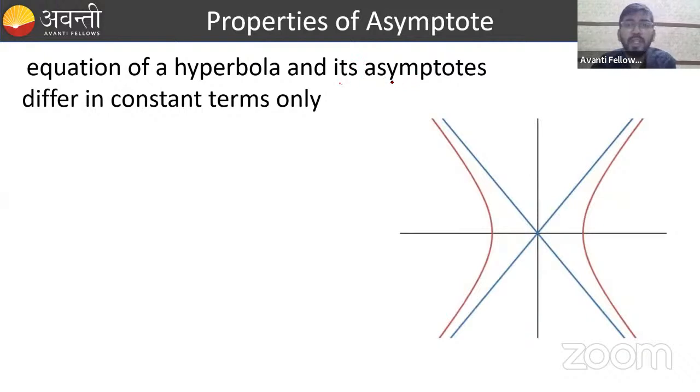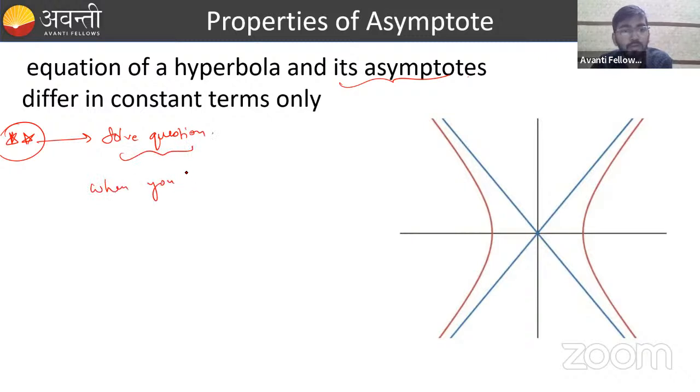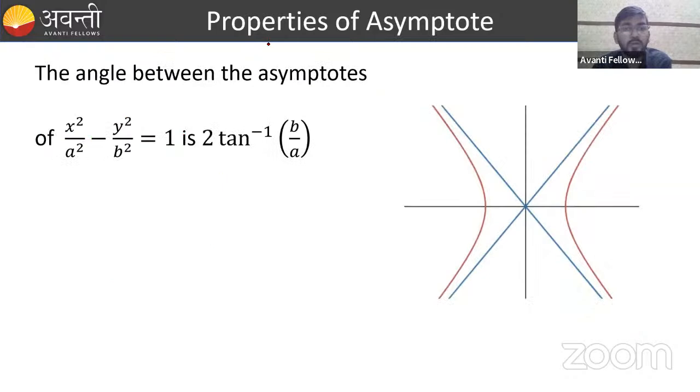The equation of the hyperbola and its asymptotes differ by a constant only. This is also a very important point, which will help you solve questions when you have to find the equation of the asymptote. The angle between the asymptotes is given by 2 times tan inverse b by a. This is supposed to be remembered.